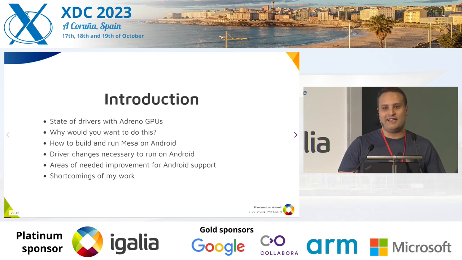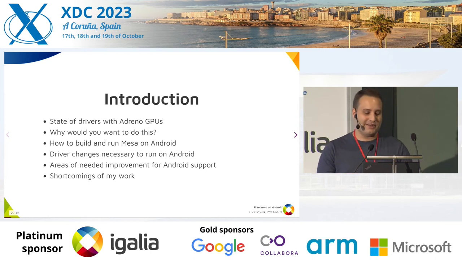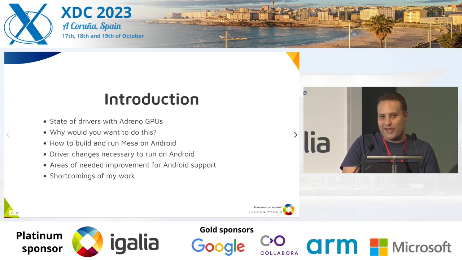So in this talk, I'm going to cover a few things, all of them related to Freedreno, all of them related to Android. I'm going to talk a little bit about the state of the drivers with the Adreno GPUs, and why this is important when you're trying to run something on Android, a little bit about why you might want to do this, how you actually build Mesa to run on Android, driver changes that are necessary to run on Android, and then some areas of needed improvement for Android support in Mesa.